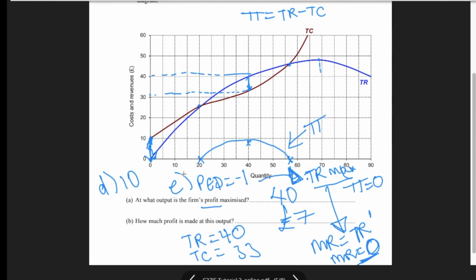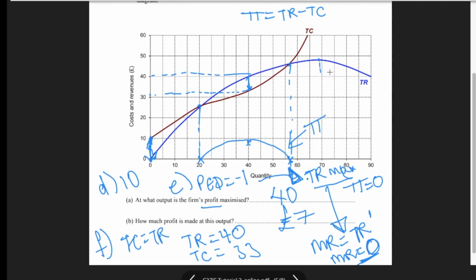Okay, last bit of this part of the question then. F, it says, at what outputs does the firm break even? What does it mean if you break even? Yeah, good. Total cost equals total revenue, or profit is 0, either way. And we already covered this earlier. We looked at these intersections. So if you just read off where this happens, so, I don't know, 20 and 50, 21 and about 56. There you've got your outputs at which the firm breaks even.